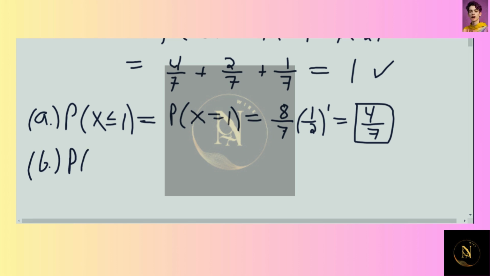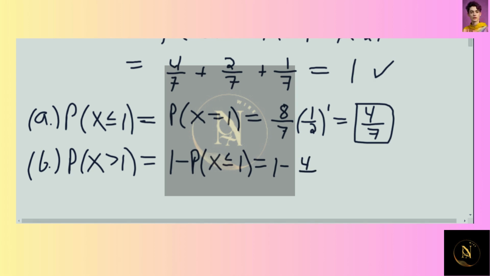On B, we want the probability that x is greater than 1. Now, using our complement rule, this is 1 minus the probability that x is less than or equal to 1. And as we found on A, this is 1 minus 4/7. And so that's 3/7.